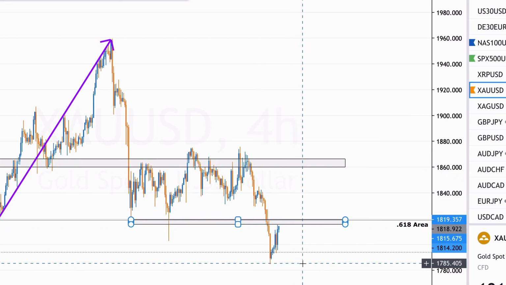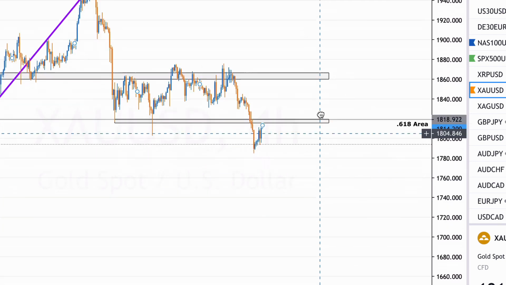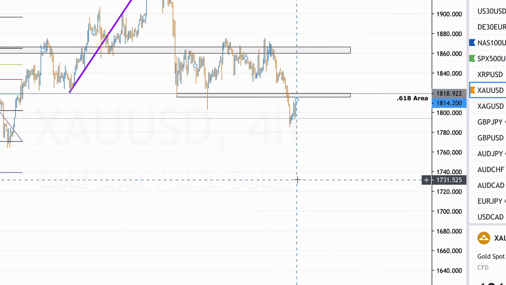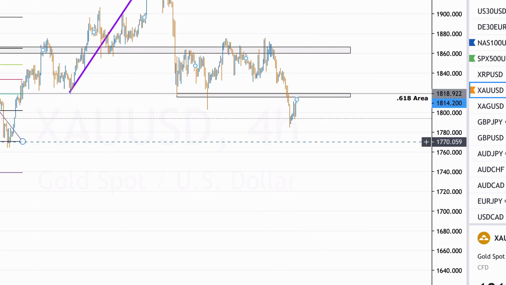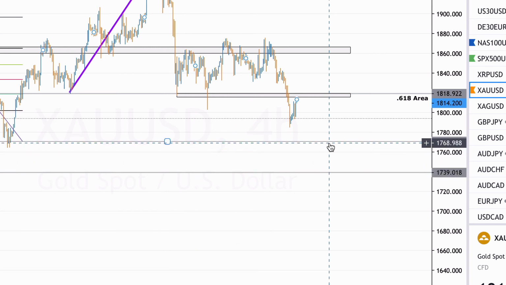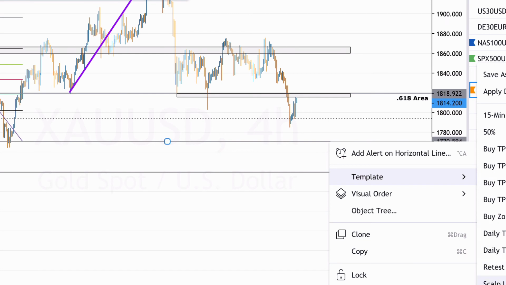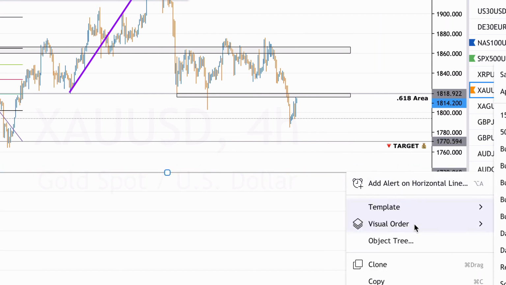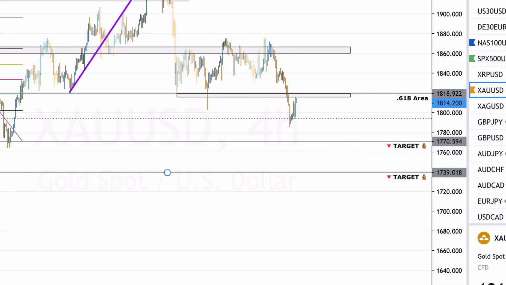If it doesn't, watch this. We sell it back down to previous areas. Target. And then the next level on the fib, target. Did that make sense? Let me know if that made sense.